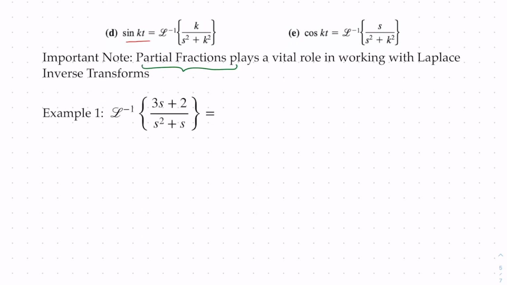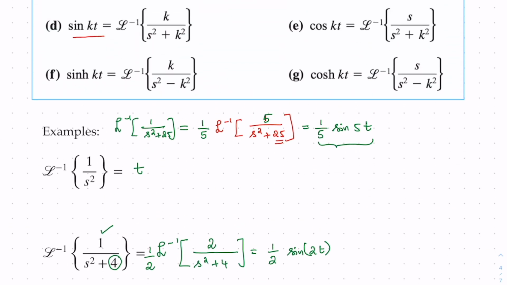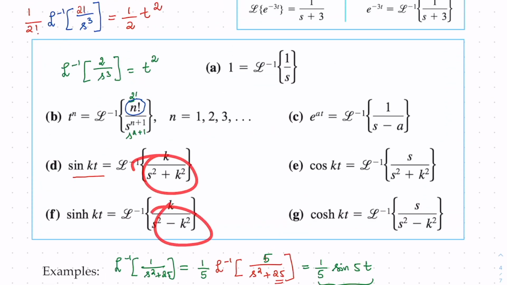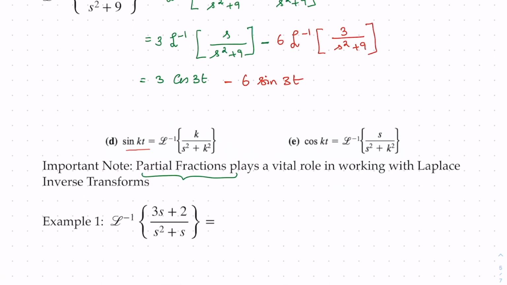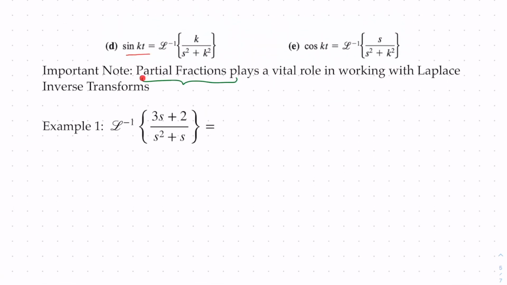So now how do we work with this? Yes, we can use the linearity property, but the problem is the denominator doesn't look like one of the things that we have already there, right? It doesn't look like one of these, or one of these, or one of these. Then this is where we are going to use what we call partial fractions. So partial fractions plays a vital role whenever you work with Laplace inverse transforms.